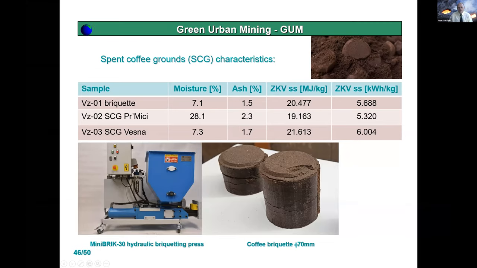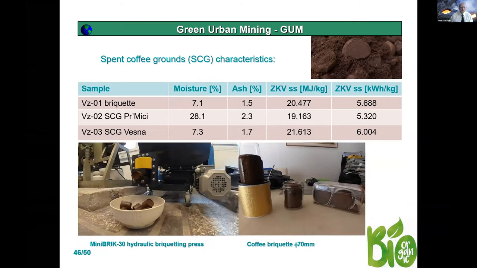To make briquettes, you need a special hydraulic briquetting press machine. And this is the coffee briquette, the final product, which needs to be dried first. Then after the drying process, you can simply squeeze and prepare the coffee briquettes. This is a case of diameter 70 millimeters. Here you can see the briquetting process and the final products. We can call these bioorganic products.